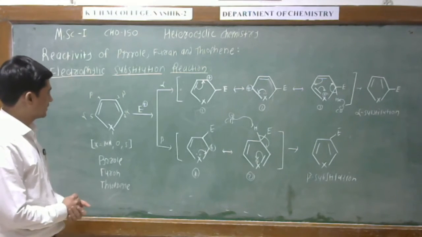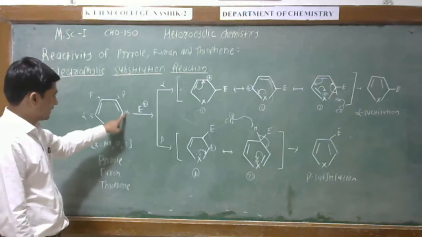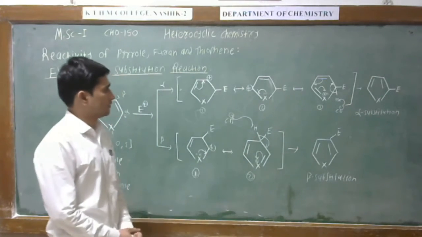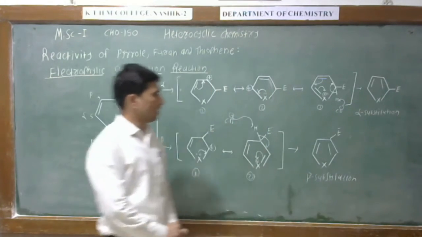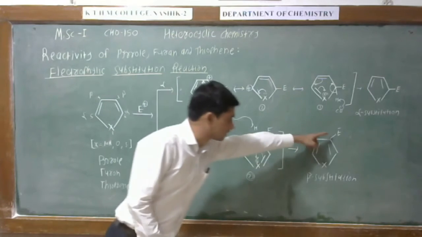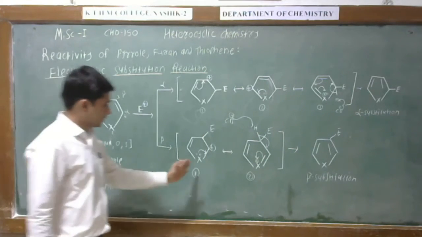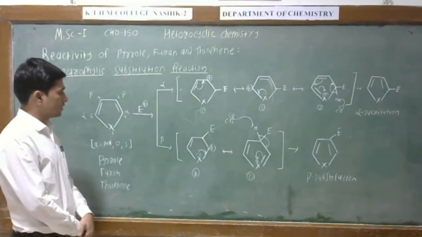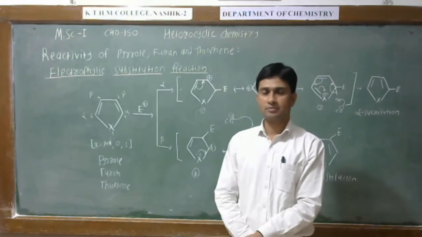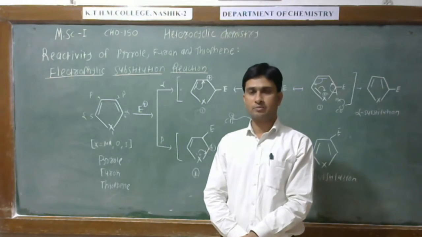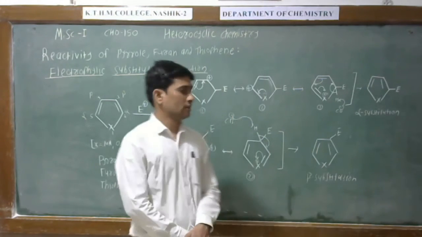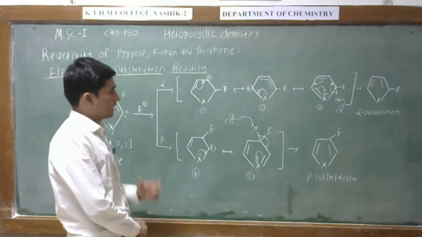There are two possibilities. First, when the electrophile is substituted at alpha position, then we get three resonance structures of the intermediate, and when the electrophile is substituted at beta position, then we get two resonance structures of the intermediate. We know that the more the number of resonance structures of the intermediate, the more stable the intermediate, and the reaction will be feasible and give more percentage yield.